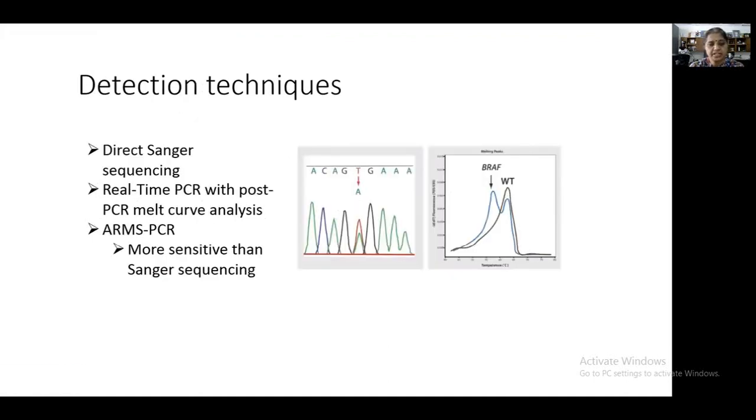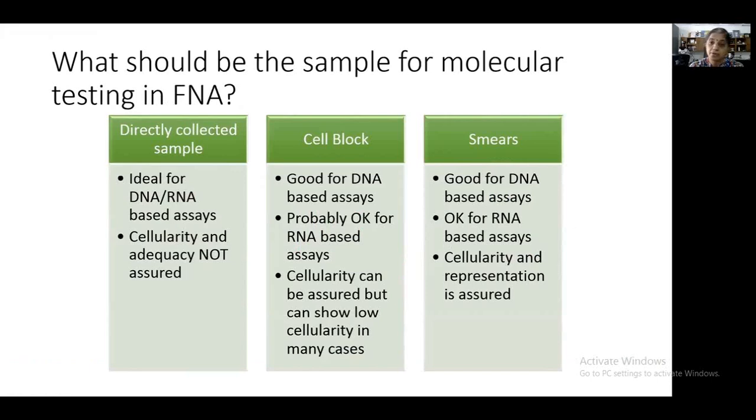We have several detection techniques, which include direct Sanger sequencing, real-time PCR, ARMS PCR, and so on and so forth. So what should be the sample for molecular testing in FNA? A very, very important issue. You could have a directly collected sample, you could have a cell block, and you could have smears. So what would be your choice?